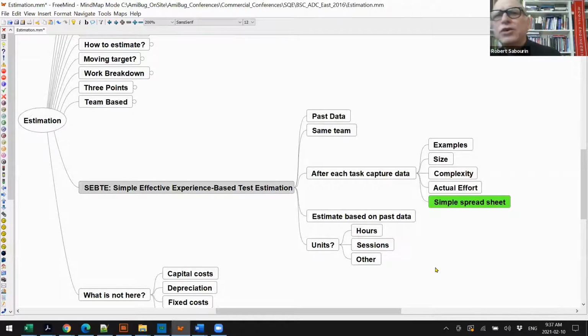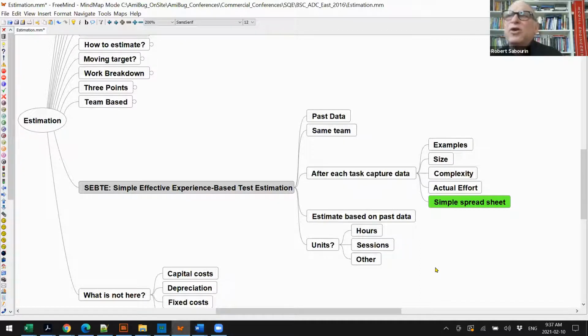So let me show you how I like to implement SEBTE, simple, effective, experience-based test estimation. I start with the hardest problem. How do I collect data?